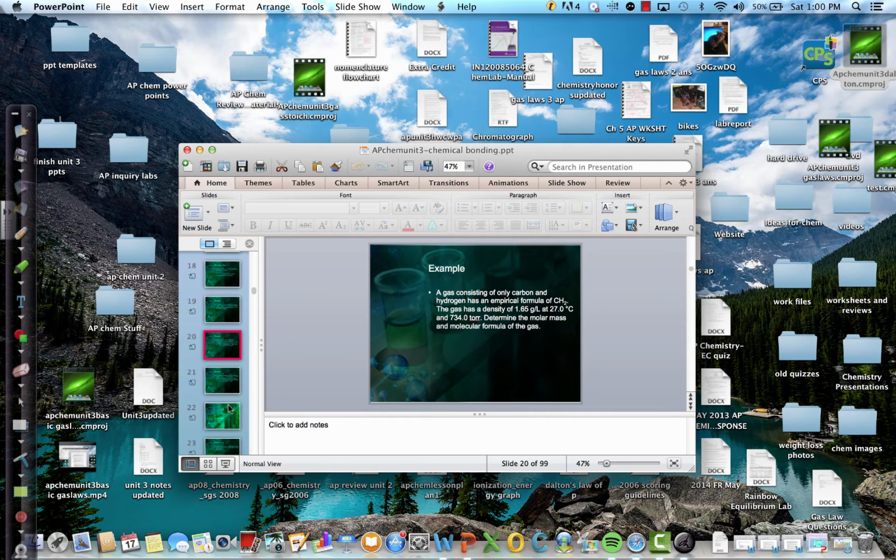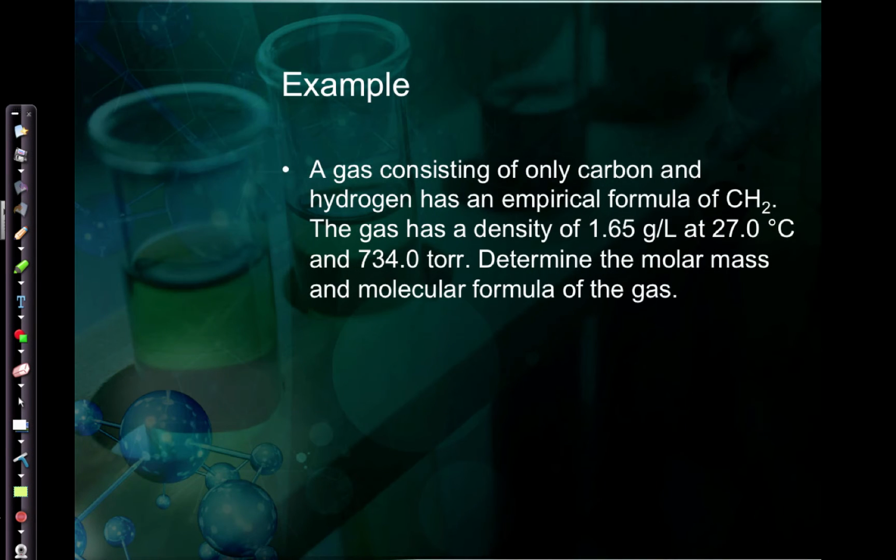All right, so let's do another problem. All right, so a gas consisting of only carbon and hydrogen has an empirical formula of CH2. The gas has a density of 1.65 grams per liter at 27 degrees Celsius and 734 torr. Determine the molar mass and the molecular formula of this substance.